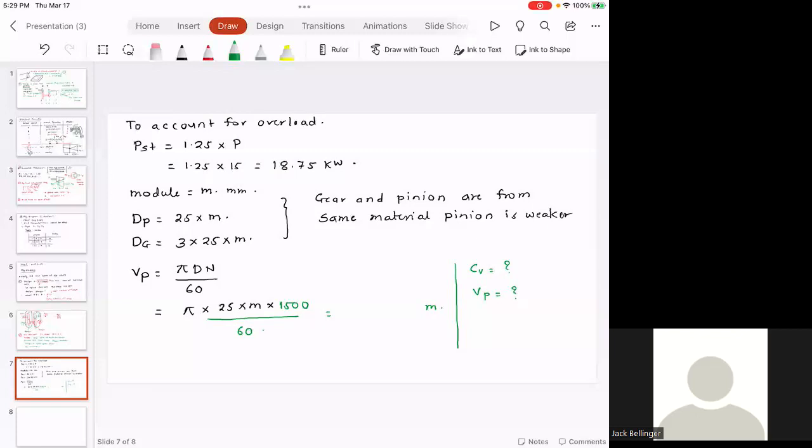What do you think the module would be for 18.75 kilowatts? Just guess. I'll give you some numbers, and you'll get good at it. Would a 1 millimeter module work? 2, 3, 4, 6? Why? Because that is what is given in the book? No.